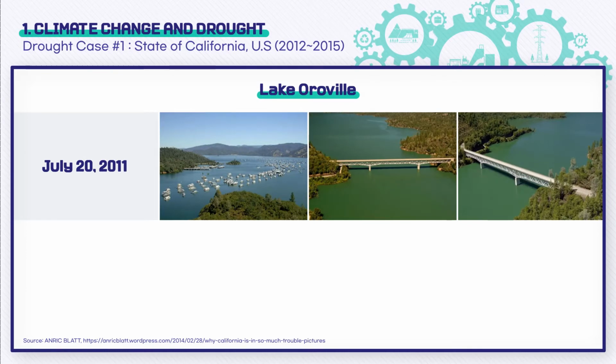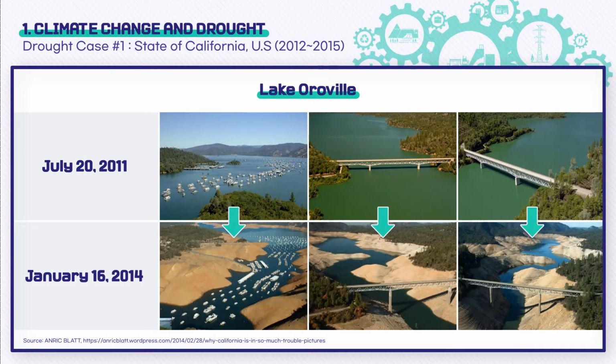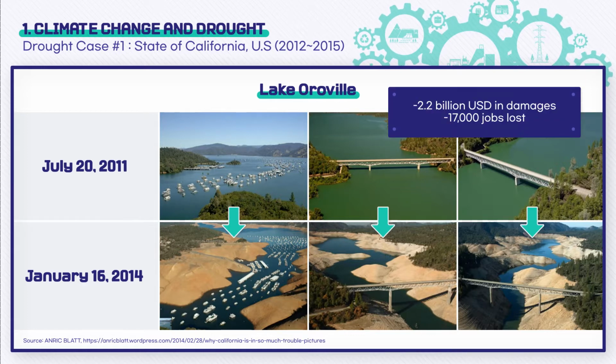These images of Lake Oroville in California show the status of the lake in 2011 and then again in 2014. The differences are remarkably shocking as the lake bed is exposed in the later images. The prolonged drought affected a wide range of sectors such as the industrial, tourism, and public sectors. In total, economic damages were approximately $2.2 billion, and approximately 17,000 people lost their jobs.